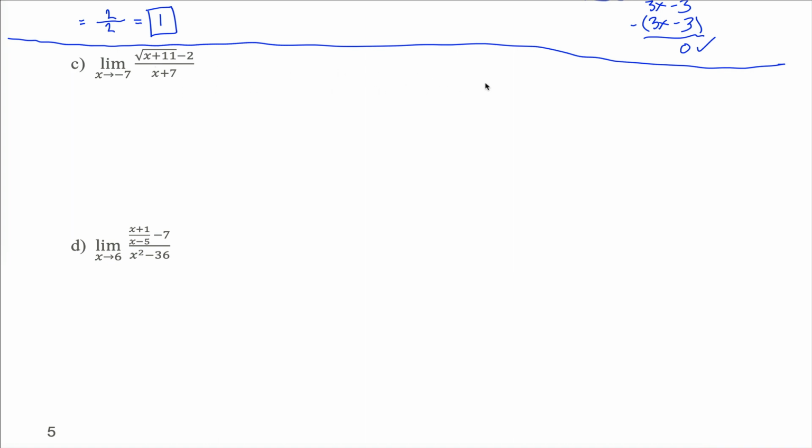If I change all the x's into negative 7s, I get the square root of negative 7 plus 11 minus 2 up in the numerator. And down in the denominator, I would have negative 7 plus 7. In the denominator, I clearly have 0, negative 7 plus 7. In the numerator, negative 7 plus 11 is 4, and the square root of 4 is 2. So I have 2 minus 2, I get another 0.